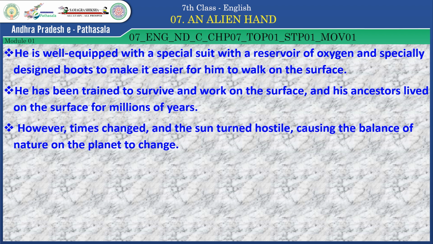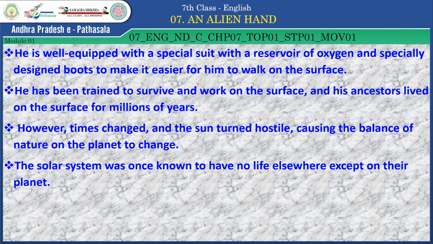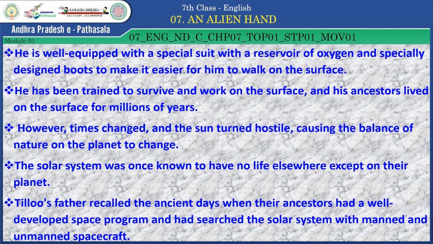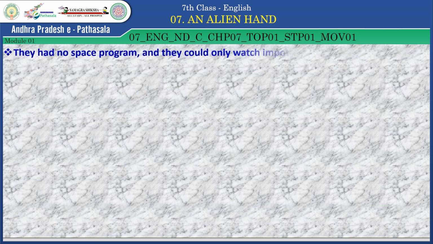The solar system was once known to have no life elsewhere except on their planet. Tillu's father recalled the ancient days when their ancestors had a well-developed space program and had searched the solar system with manned and unmanned spacecraft. Now they had no space program and could only watch impotently from their vantage point.